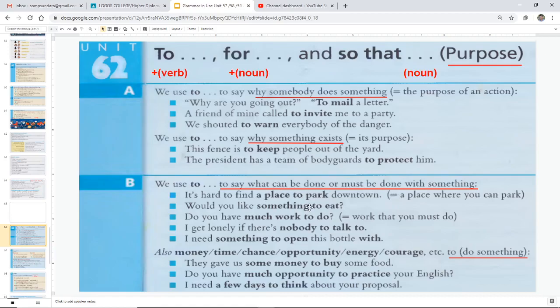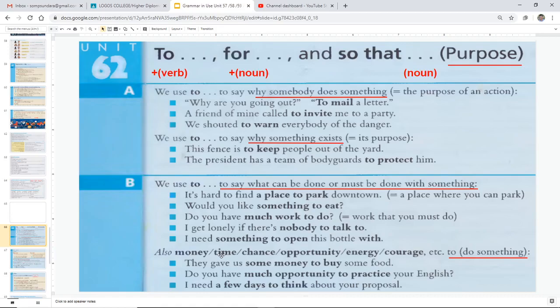Would you like something to eat? Do you have much work to do? Work that you must do. I need something to open this bottle with. So look it over here. Money, time, chance, opportunity, energy, and courage to do something. Right? So these words go before to and the verb.